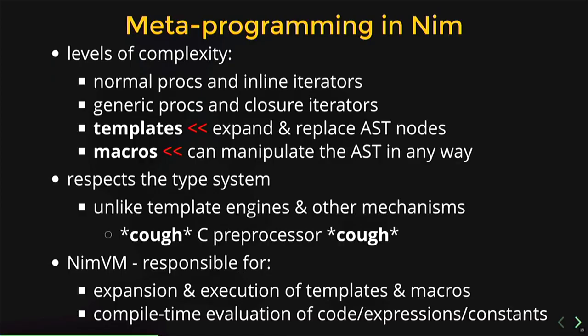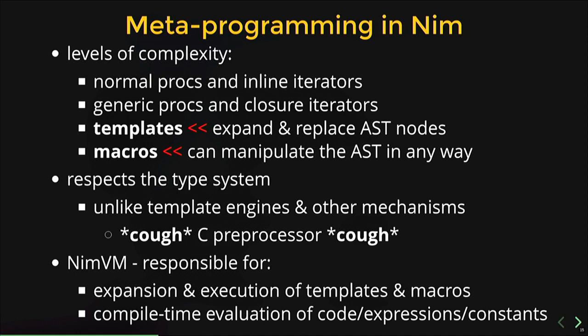So in Nim, we can say that there are four levels of complexity, like normal procedures and inline iterators, nothing special about them. We also have generic procedures and closure iterators, which are more high level. We also have templates and macros, which are the metaprogramming part in Nim. And templates basically expand and replace AST nodes, and macros can manipulate the AST in almost any way. They also respect the type system, unlike some other things such as the C preprocessor.